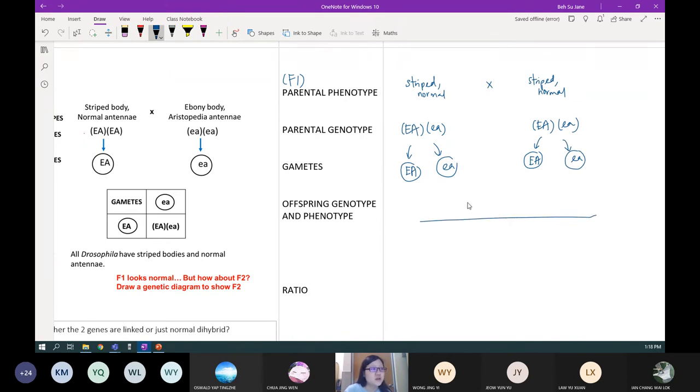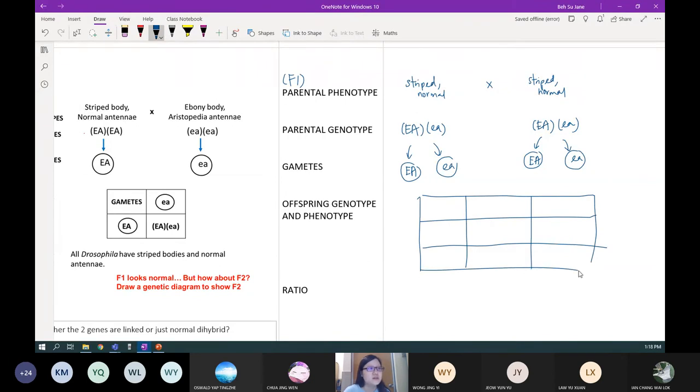Okay, brace yourself for the ugliest genetic diagram. Ugliest Punnett square. All the ones I drew this morning were ugly for some reason. Maybe it's my sore throat. I don't know how that affects it, but somehow I feel like it does.